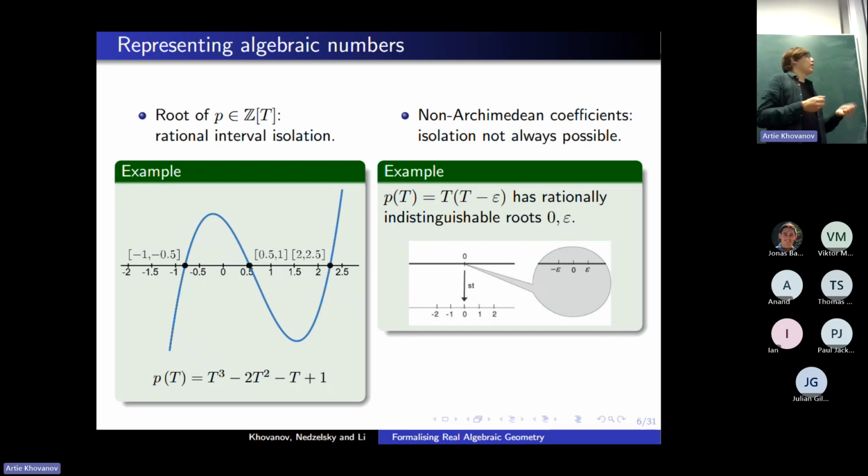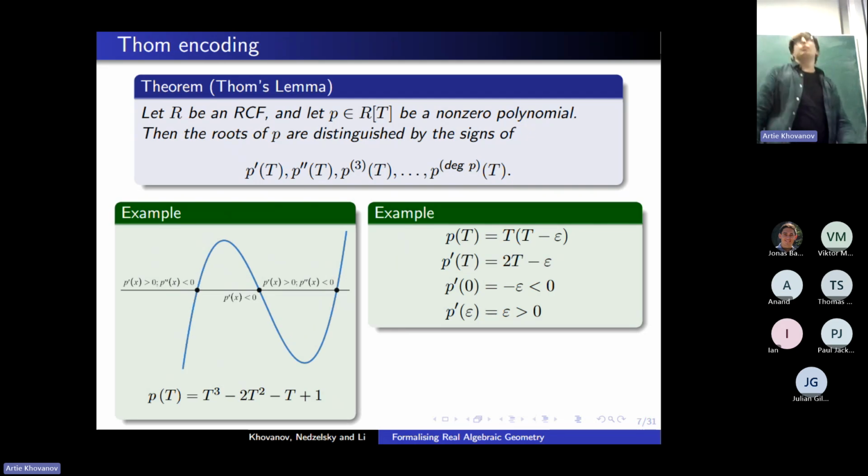And that is all very well and good when you're working with non-infinitesimal elements. However, it doesn't work for infinitesimals, obviously, because they're infinitely small. So for example, the roots of this polynomial here, t times (t minus epsilon), where epsilon is the indeterminate Puiseux series, those roots are rationally indistinguishable. So we need a different way to distinguish our different algebraic numbers. And luckily we have a way. It is called Thom's lemma.